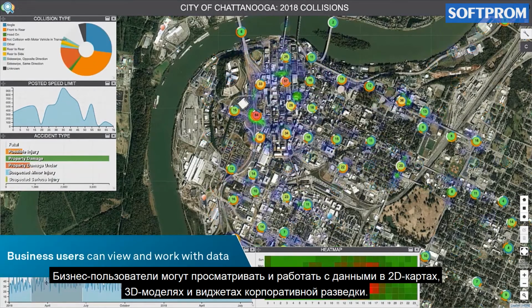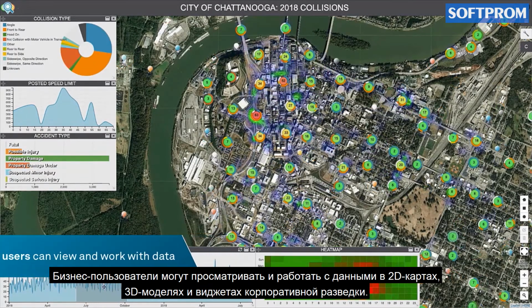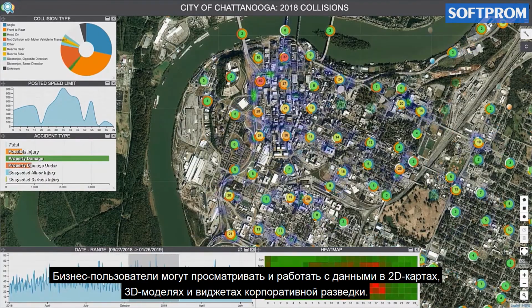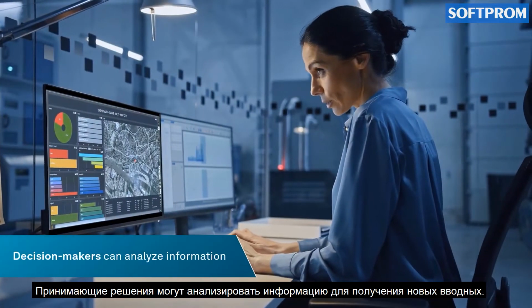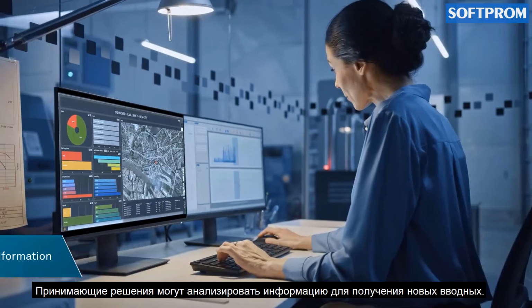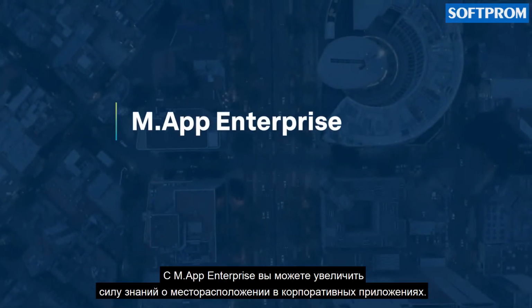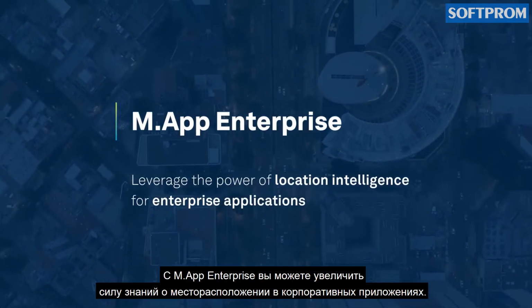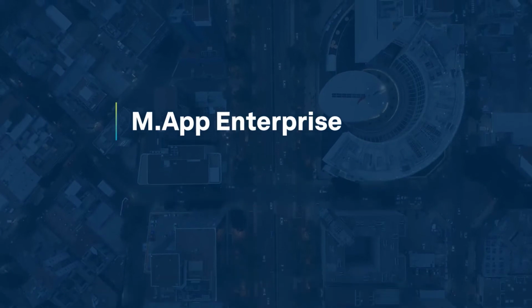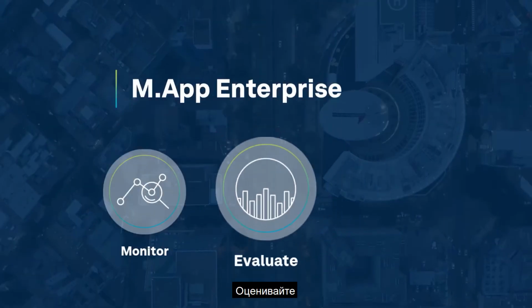Business users can view and work with data in 2D maps, 3D models, and business intelligence widgets. Decision makers can analyze information to gain new insights. With M.App Enterprise, you can leverage the power of location intelligence for enterprise applications. Monitor, evaluate, and act.